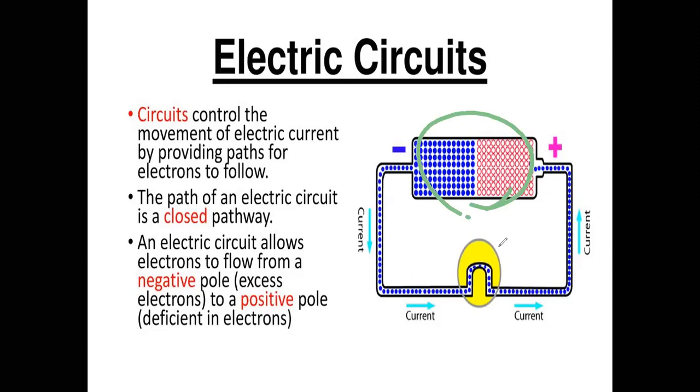So the circuit is controlling the movement of electrons from one side to another, and the path of electricity is closed. It has to be closed. It can't have an open path inside the electricity. You are not allowed to leave the path open, unless you do not want to produce any electricity, because the condition required to produce electricity inside the circuit is that you must have a closed pathway for the electrons to move through.